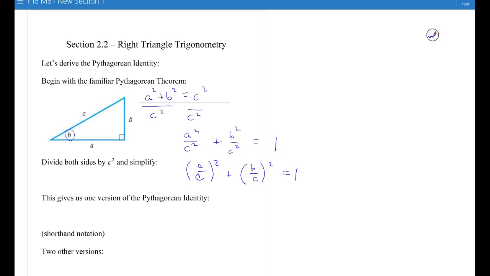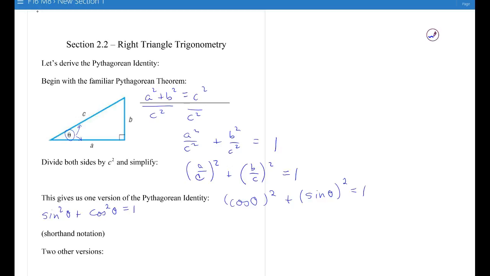Well, look at this triangle and look at this theta. And a over c is the adjacent over the hypotenuse. So that's the cosine of theta. So I can rewrite it as cosine theta. And then the b over the c is sine theta. So the cosine of theta squared plus the sine of theta squared has to be 1 for any theta. We just derived that from the Pythagorean theorem, which we know is true. So this gives us one version of the Pythagorean identity, and it's more typically written as sine squared theta plus cosine squared theta equals 1.